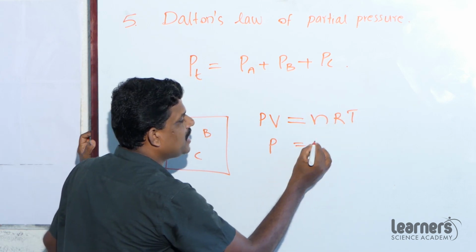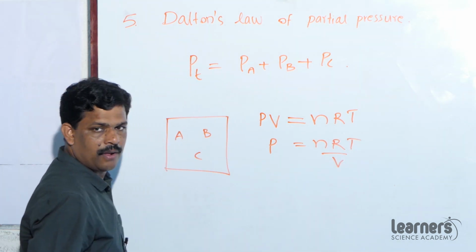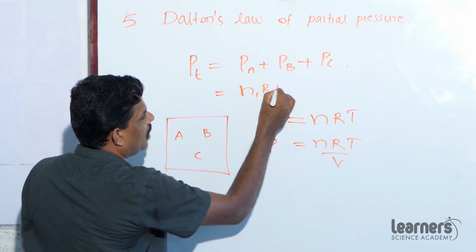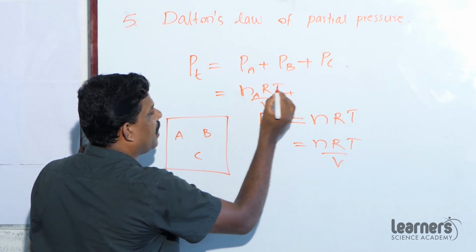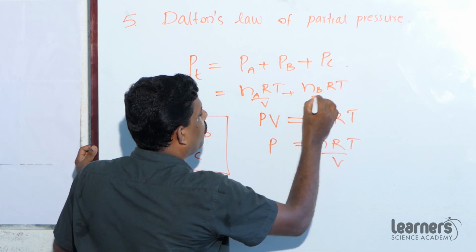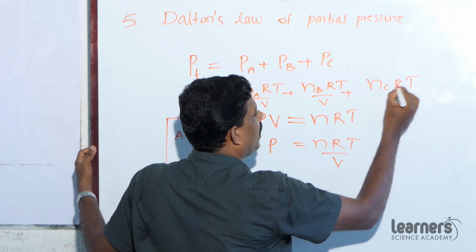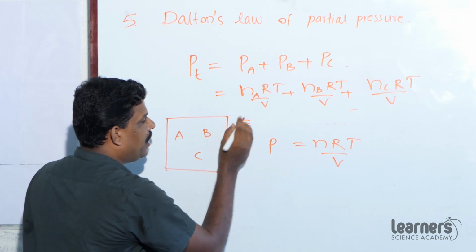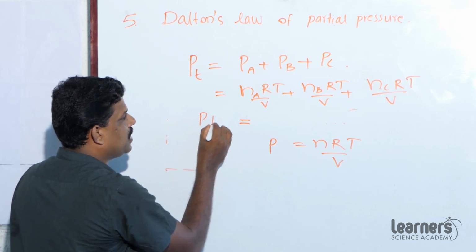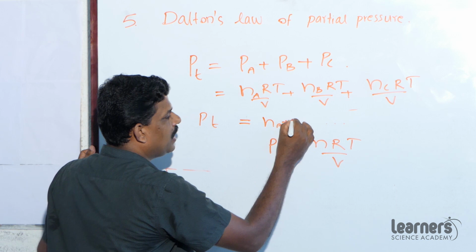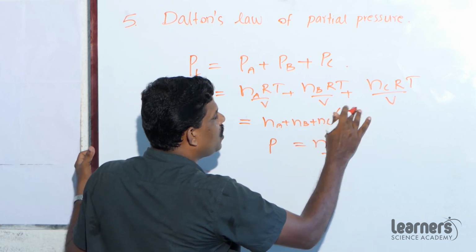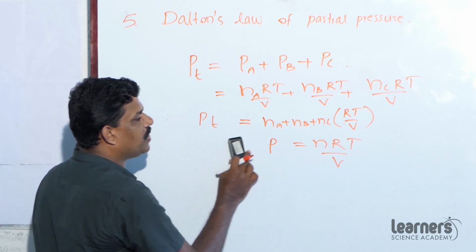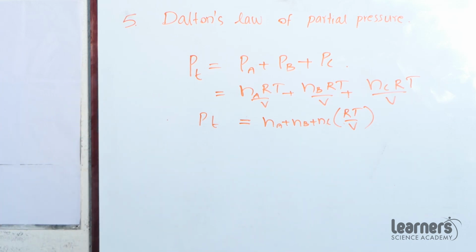So we have P is equal to nRT by V. By applying the value here, P total is equal to nA RT by V plus nB RT by V plus nC RT by V. So we have the common factor RT by V. Hence, P total is equal to (nA plus nB plus nC) into RT by V. So thus, we have the relation P total is equal to (nA plus nB plus nC) RT by V.